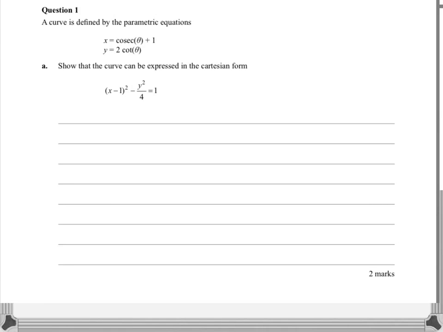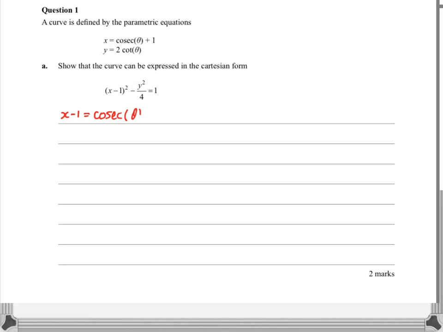So we've got this problem, question 1. A curve is defined by the parametric equations: x is a cosec function and y is a cot function. Part A says, show that the curve can be expressed in Cartesian form. Now if you look at that form, that is the shape of a hyperbola equation. So let's see how we can form that.